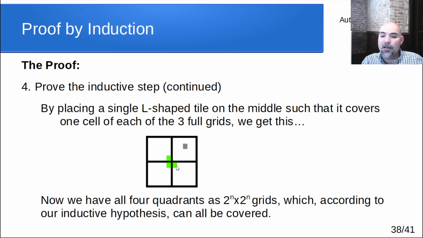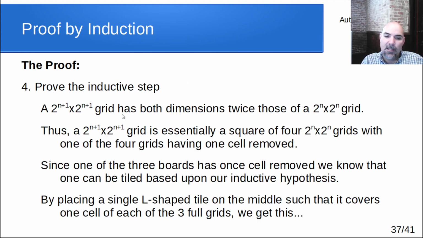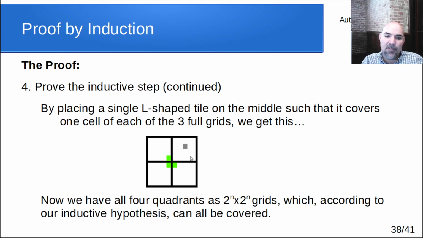And according to our inductive hypothesis, we now have 4 grids that are 2 to the n by 2 to the n with a single cell removed. And according to our inductive hypothesis back here, we know we can cover that. And because we have essentially defined 2 to the n plus 1 by 2 to the n plus 1 as 4 2 to the n by 2 to the n's, we now know that that's true for the 2 to the n plus 1 by 2 to the n plus 1 too.